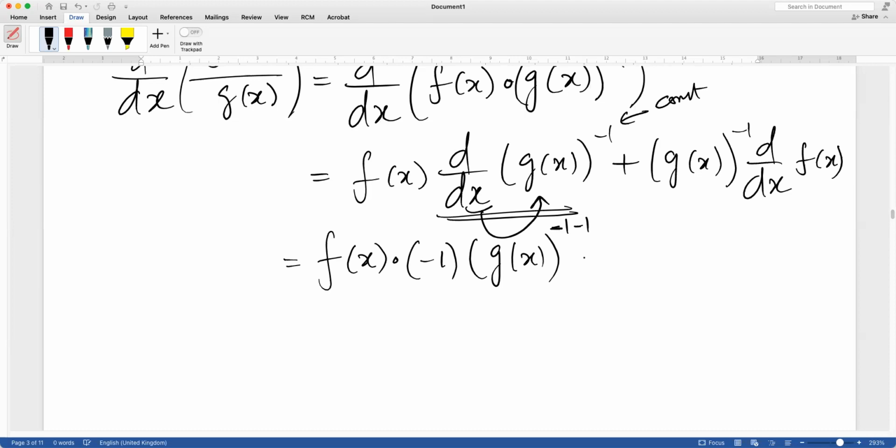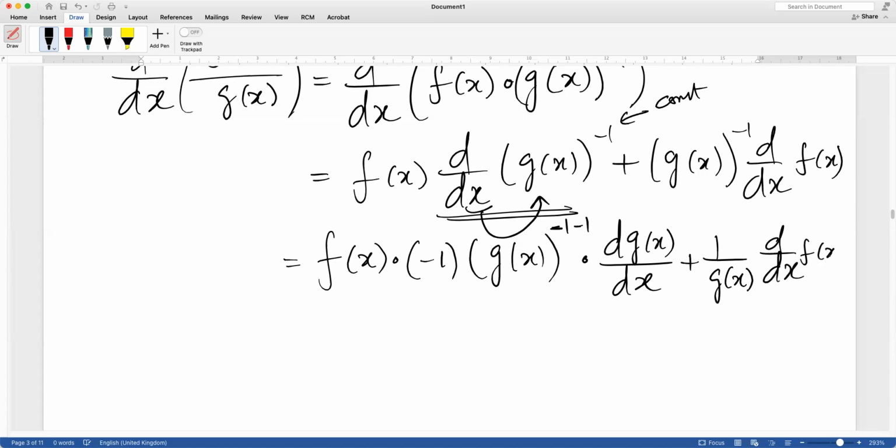We still need to do the differentiation of the function itself with respect to x. We should not forget that, because that itself needs to be dealt with, as that is the main shape. And then this one looks like 1 over g of x, and this will be d by dx of f of x.